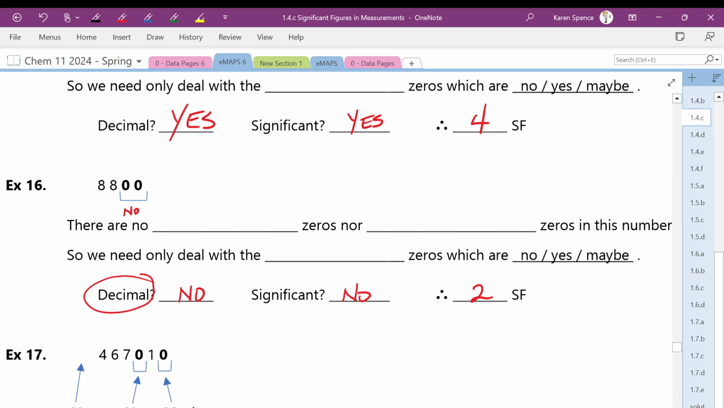Okay? So if you can remember no, yes, maybe, and then you say decimal no, significant no, decimal yes, significant yes, then you are golden on counting your sig figs.